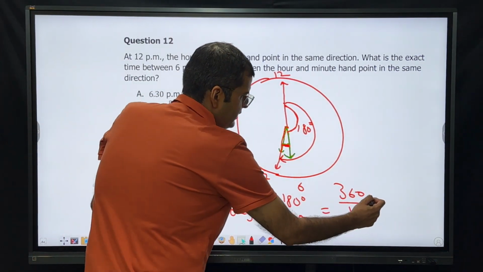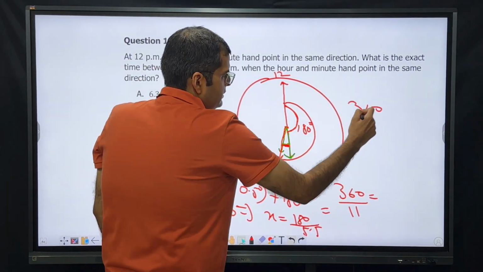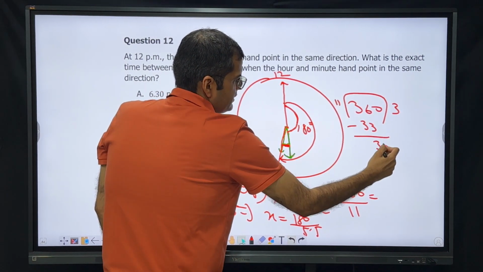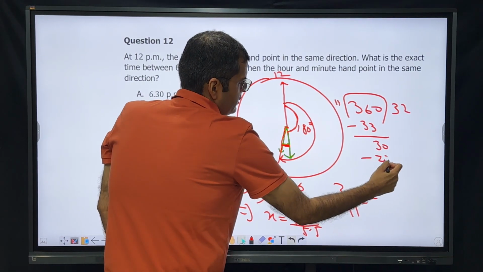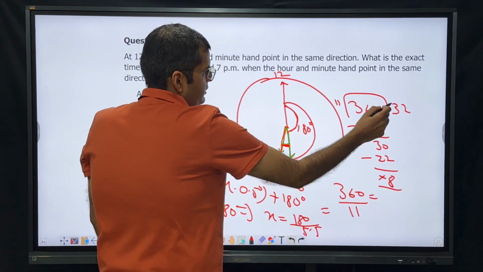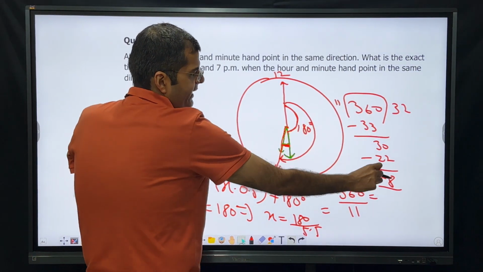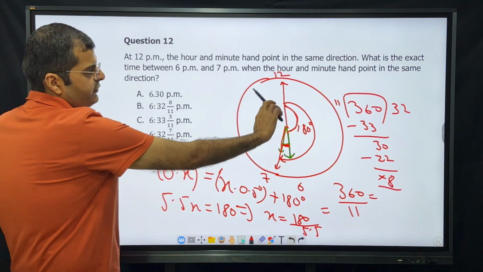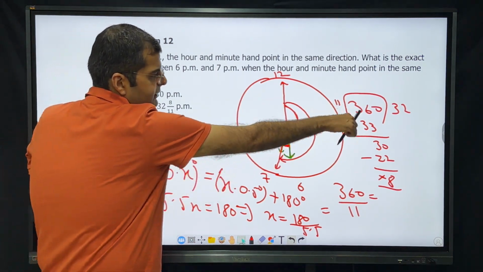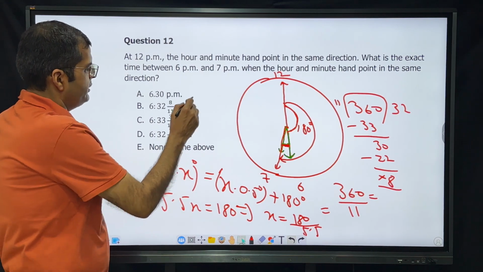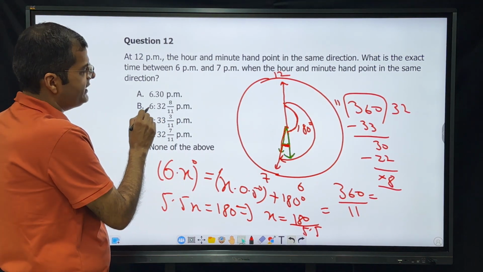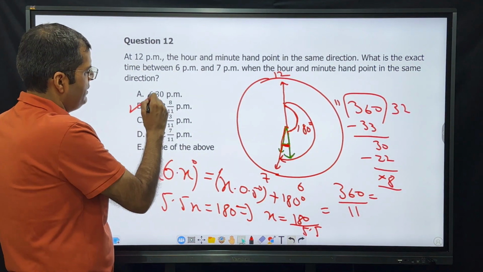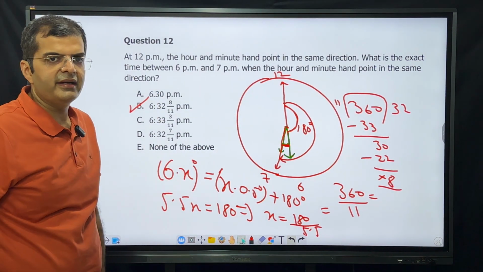360 upon 11. If I do 360 divided by 11, 11 3s are 33, 30, 11 2s are 22, 8. So that will be 32 and 8 by 11 minutes. 32 8 by 11 minutes after 6 o'clock, because this was at 6 o'clock. After 6 o'clock, this much time has elapsed. So it will be 6 hours and 32 8 by 11 minutes PM. Everything is in PM. So answer option B is correct here. Okay.